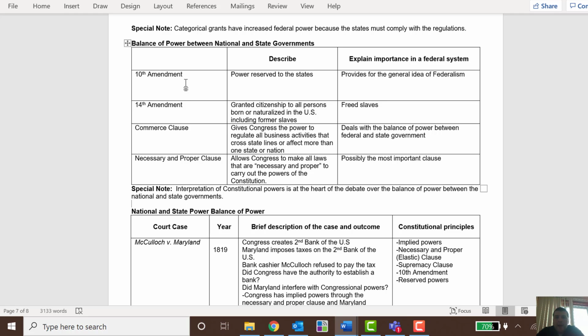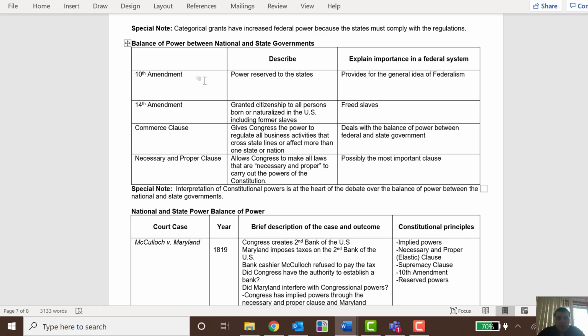So remember, to amend something means to change it. The first 10 amendments we see in the Bill of Rights are the first 10 changes made to the Constitution, or additions to the Constitution. The first one that fits into this federalism category is the 10th Amendment. The 10th Amendment is outwardly saying we have powers reserved to the states. Any power not given to the federal government or denied to the states in the Constitution is reserved for the states. So we have the 10th Amendment, the general idea for federalism, okay?